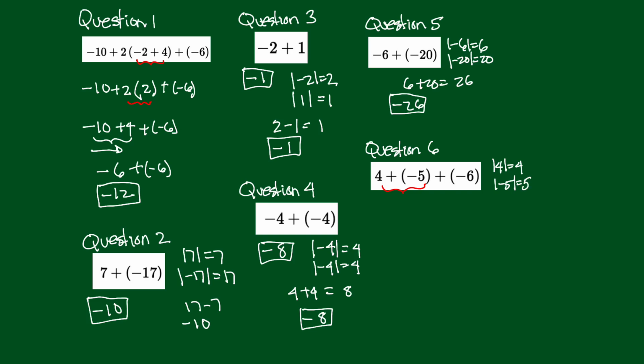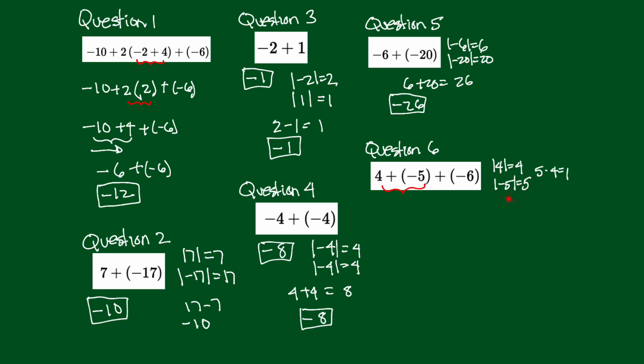So the rule for adding two numbers with opposite signs, right, one's positive, one's negative, is to subtract the larger minus the smaller and use the sign of the larger absolute value. That's a lot of words. All right, use the sign of the larger absolute value. Well, the larger absolute value is this one, right? 5 is larger than 4.